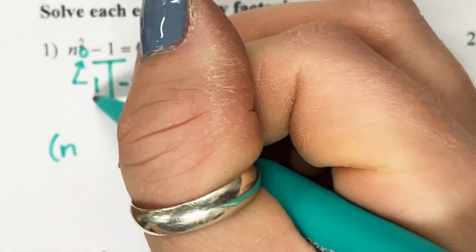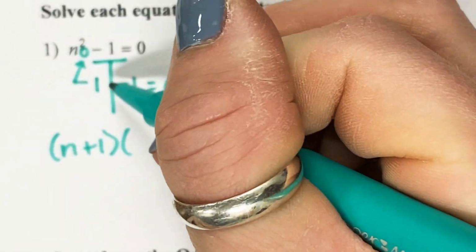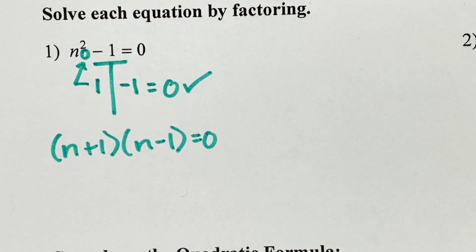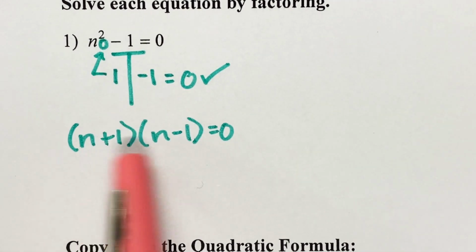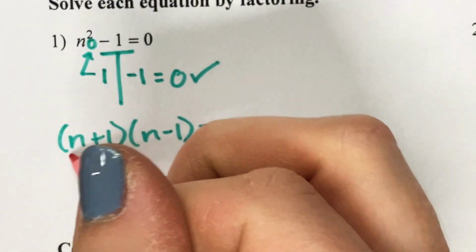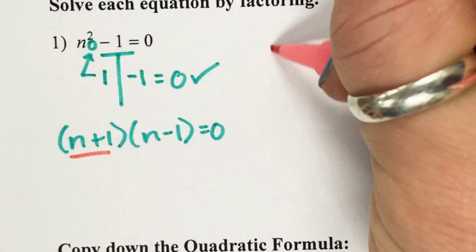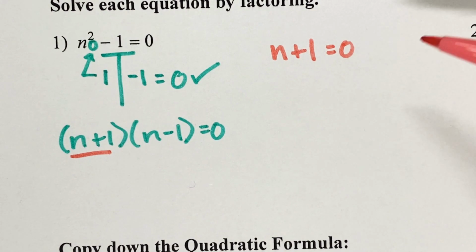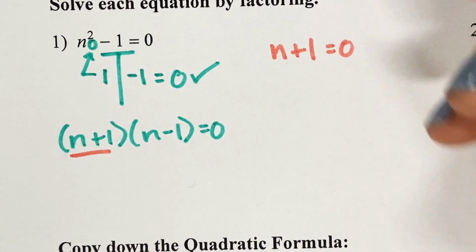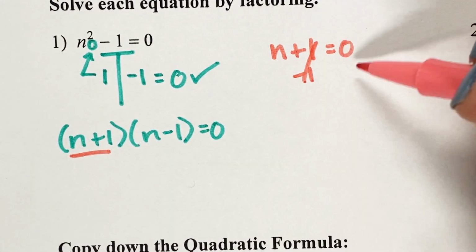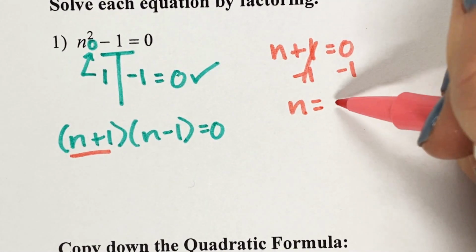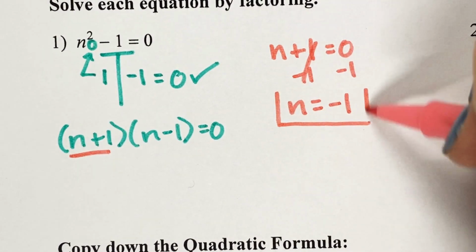Beautiful, so now we can do our factors. So we have n plus 1 and n minus 1. And we're going to bring that equals 0 down. Okay, once we've factored it, we can go ahead and take each piece, because now we need to solve, and set it equal to 0. So I have n plus 1 equals 0. So if I'm trying to get n by itself, what is the opposite of plus 1? I'm going to subtract 1. So now my first answer is n equals -1.